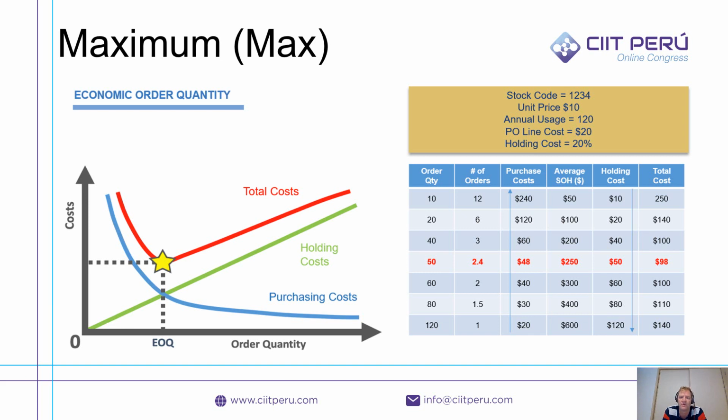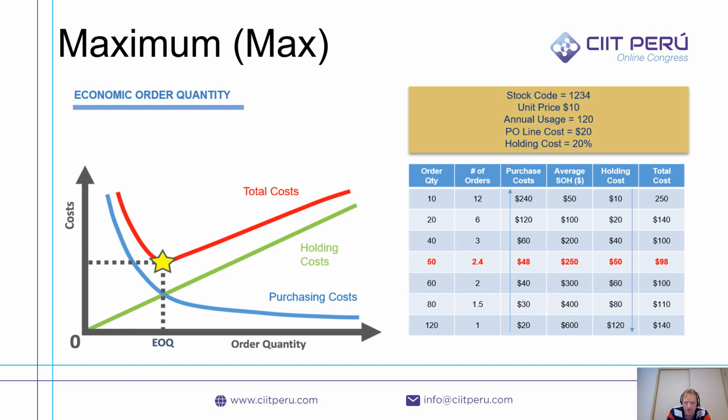So if you look at the top line there, if we have an order quantity of 10, we're doing 12 orders a year. That's costing us $240 in purchasing costs. Our holding costs are low. They're only $10 because we're purchasing it all the time. So our total cost is $250. If we go to the next line down, you can see if we go to order quantity of 20, we halve our purchase orders. So our purchase costs come down to $120, and our holding costs go up to $20. Then we look at the total cost of $140.